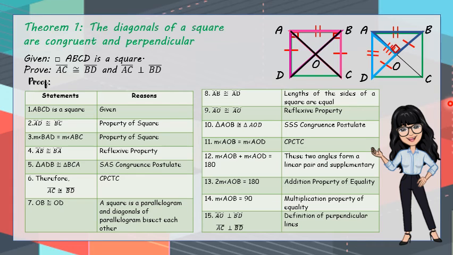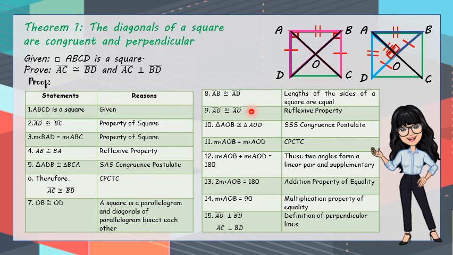And by CPCTC, measure of angle AOB, this one, is equal to the measure of angle AOD. So these two angles here are congruent, or they are equal in measure, because they are the corresponding parts of the two congruent triangles. Now, since these two are congruent, measure of angle AOB plus measure of angle AOD is equal to 180, because remember, they form one straight line. So they are a linear pair. And if they are a linear pair, then that means to say the total of these two angles is 180. So AOB plus AOD is equal to 180.